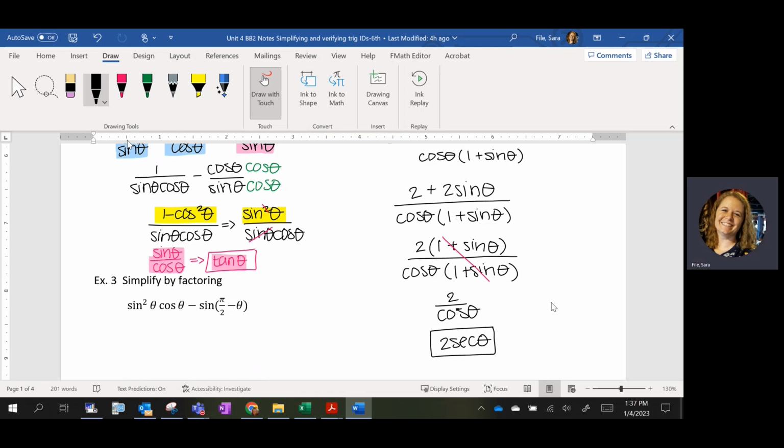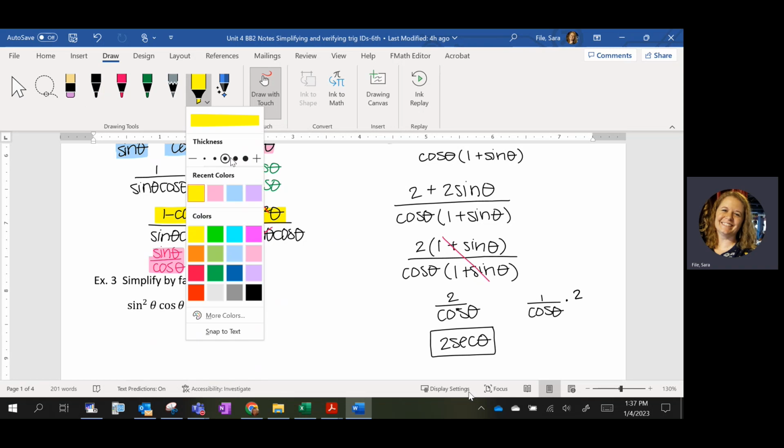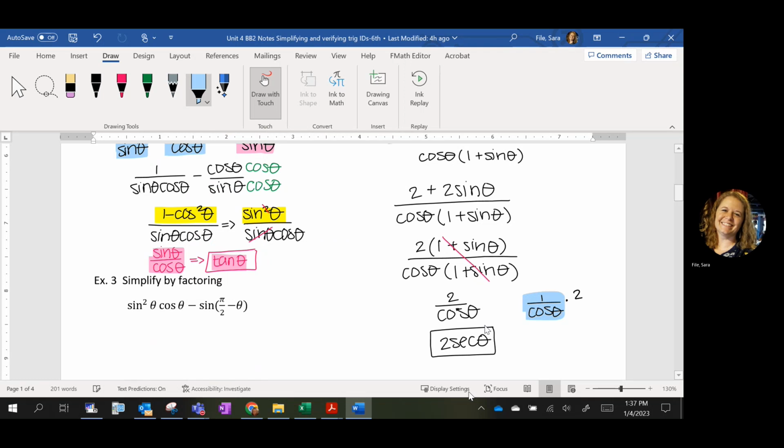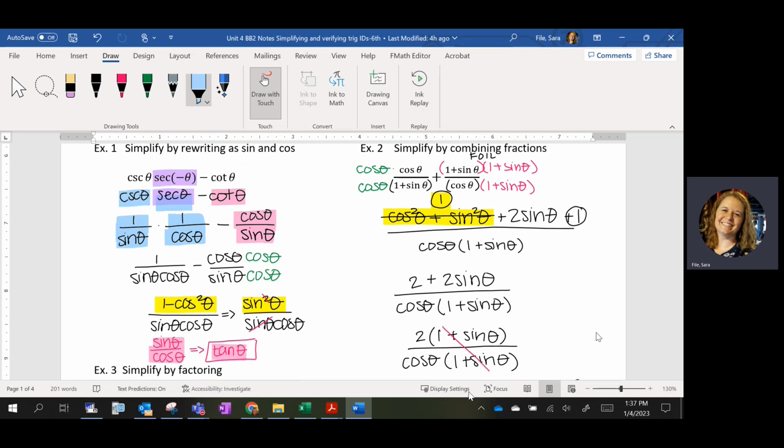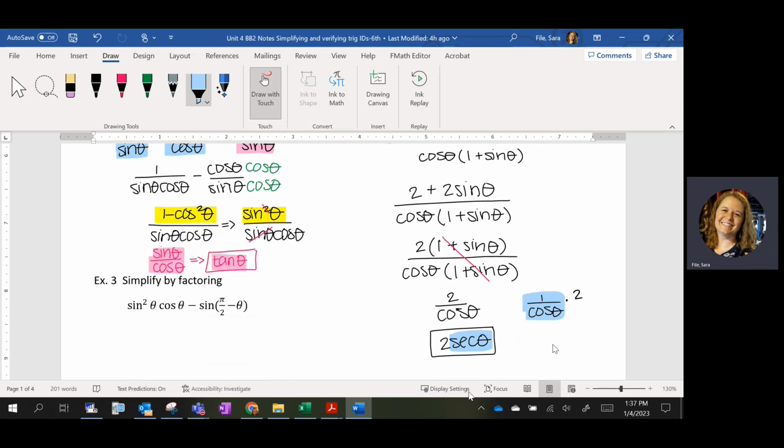Okay, I'm going to drop that off to the side for those who don't immediately see that. You can think of this as 1 over cosine times 2 if you needed to. That's the same thing, right? And then that is secant times 2. So let's see. I highlighted the Pythagorean identity, and then here I used reciprocal. I don't know if I used any other trig in this one. This was mostly all algebra. There's 2 trig IDs.